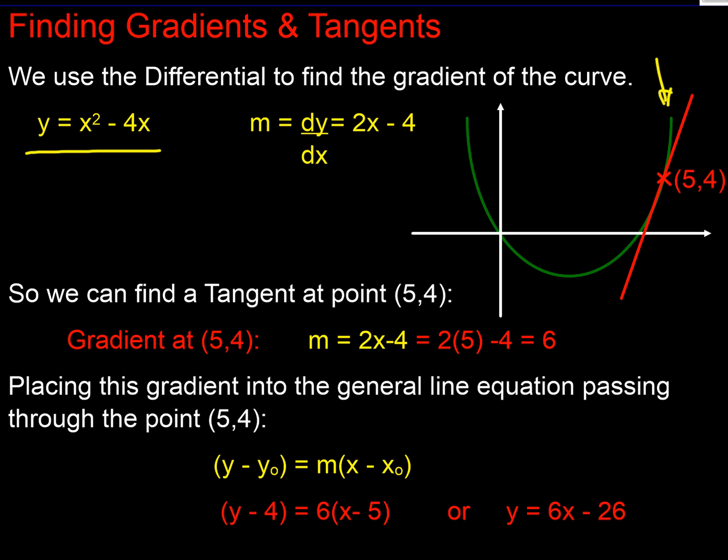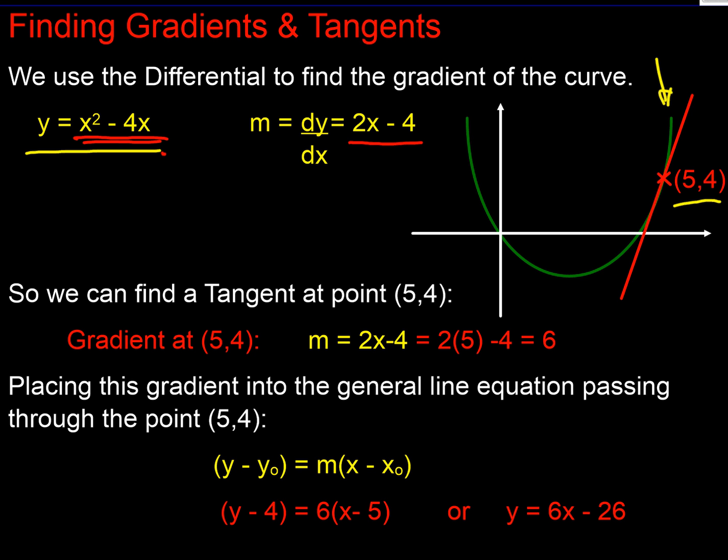And we might be interested in finding a tangent at a particular point. So in this case, let's have a look at a tangent at (5, 4). Well, what do we need to know for that tangent? The first thing we need to know is the gradient. Well, differentiation provides us with the gradient. So if we differentiate this function here, x squared minus 4x, we get the differential. Have a look at a separate video for the detail of it. We get 2x minus 4.